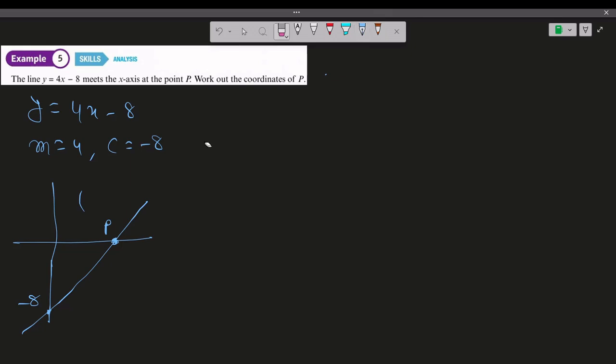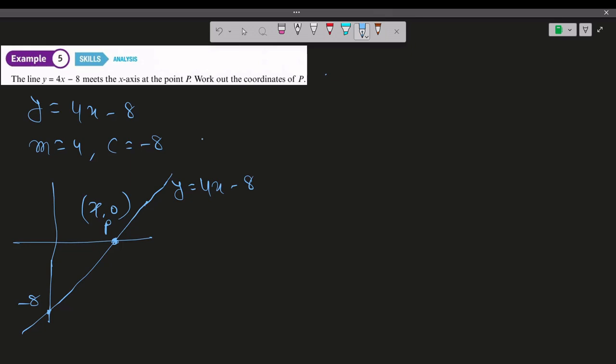Let us take the coordinates of point P to be some x comma 0. The y coordinate will be 0. We know any point lying on the x-axis will have y coordinate 0. Okay. So now we have to find this. What is the equation of this line? y equals 4x minus 8. And just now we saw the equation is the condition which all the points must satisfy. Therefore, since P is lying on this line, P is lying on this line.